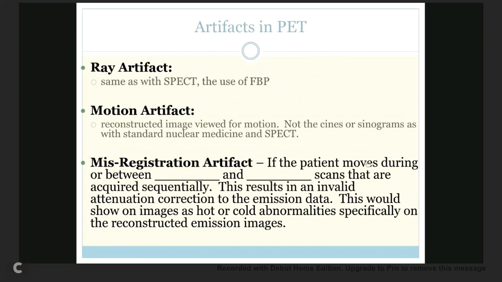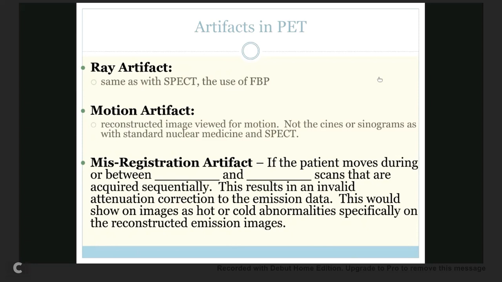All right, now these are the artifacts that you'll get in PET. The ray artifact is the same as in SPECT, and you use your, what's FBP? Come on, you guys. What's FBP? Filtered back projection? Back projection, yeah. It took me a minute. Oh, Lord. All right, so remember, the ray artifact is going to be the same as in SPECT, and then you use your filtered back projection.